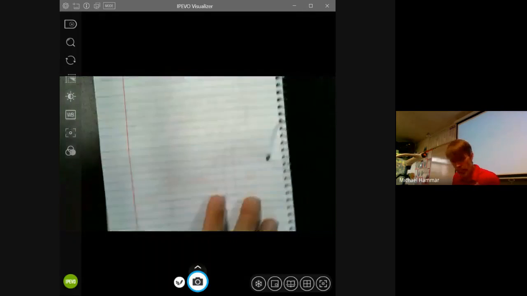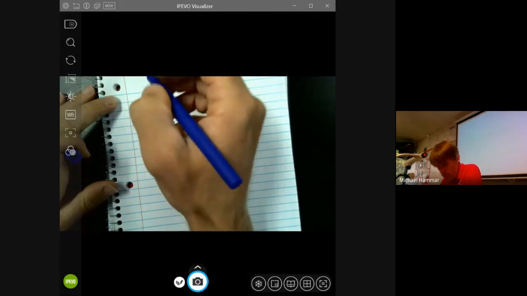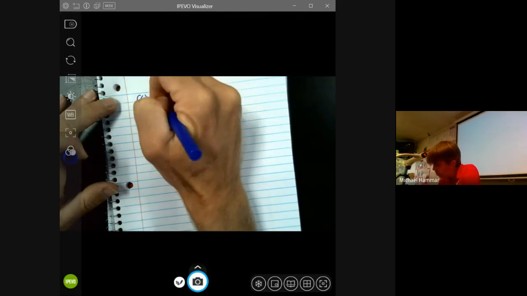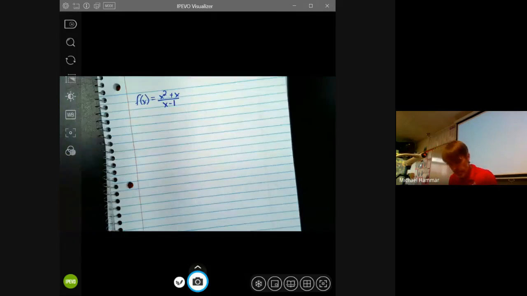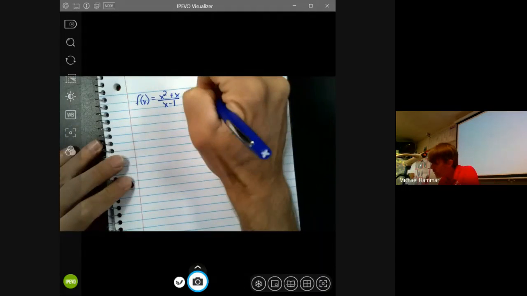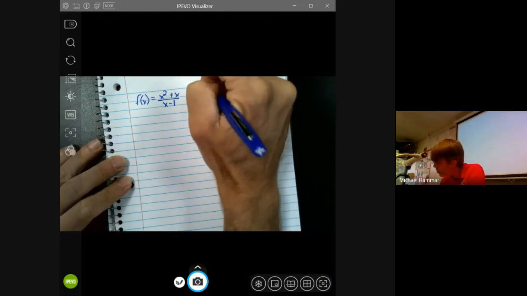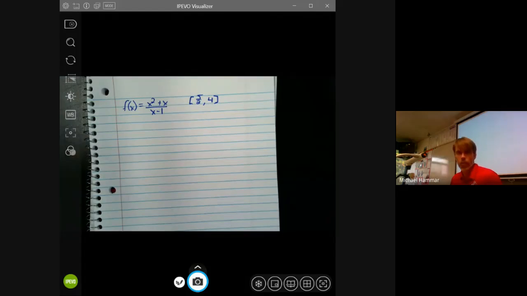Okay? So let's go through and apply this theorem to a problem. The first problem that I'm going to do is I'm going to give you this function, f of x equals x squared plus x over x minus 1, okay? And I'm going to give you the closed interval of 5 halves and 4, okay? So I want you to first of all think about this sort of situation.